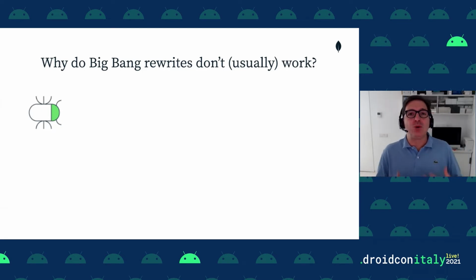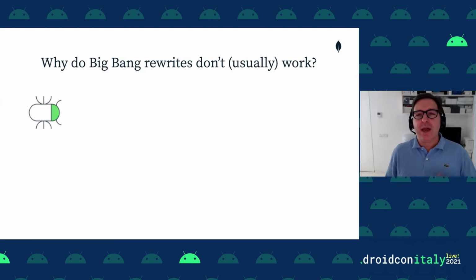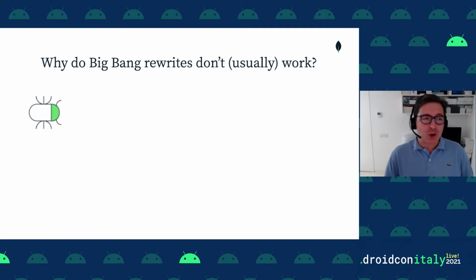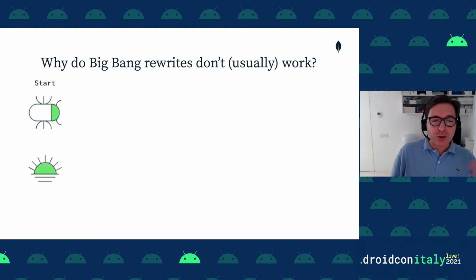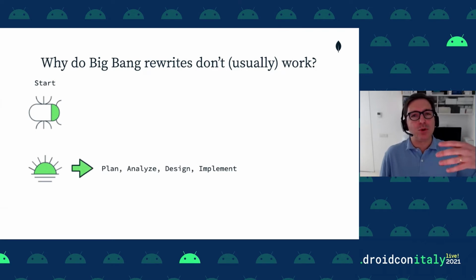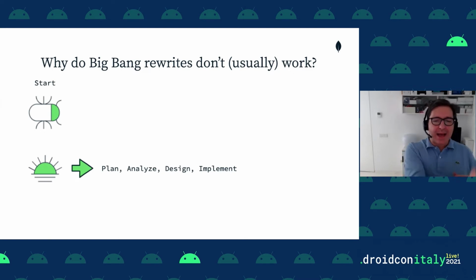So why would I say that big bang rewrites don't usually work? Well, the thing here is that you have your application, the application that you've been implementing for a long time, and that has some features, some nice things, but a lot of things that you would like to improve, some bugs that you don't like, and some things that cannot be changed easily. So you decide to start and you create your new application from scratch. And this new application, you're going to start from fresh, and you're going to use your best knowledge and best practices to plan, analyze, design, implement, and do everything right.